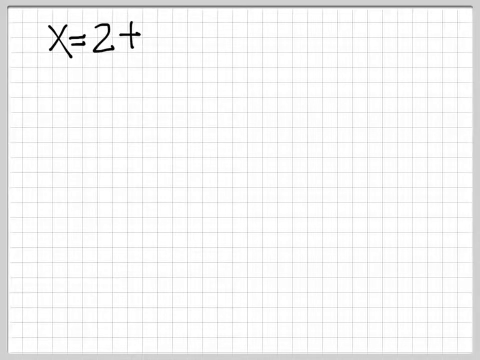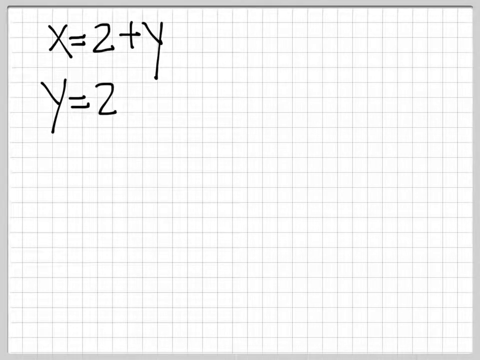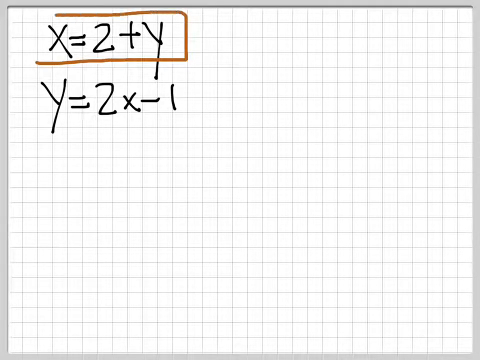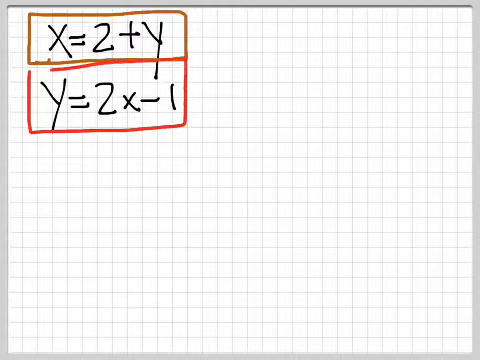Okay, so let's see why this is working for us. Let me go ahead and put up here x equals 2 plus y, and y equals 2x minus 1. So this equation is in terms of x, and this equation is in terms of y. We can see that the first equation tells us that whenever we see x, we can replace it with 2 plus y. And whenever we see y, because of the second equation, we can replace it with 2x minus 1. Replacement's nice because it removes a variable.